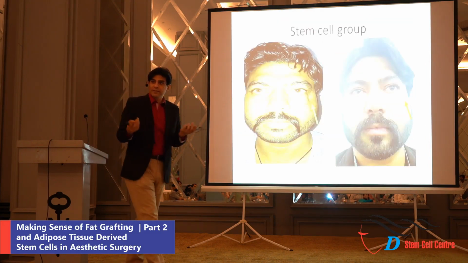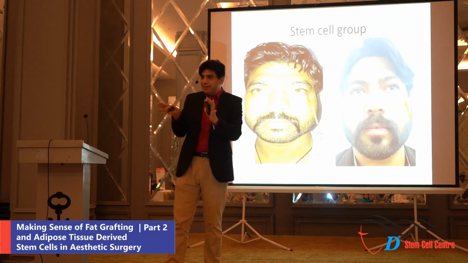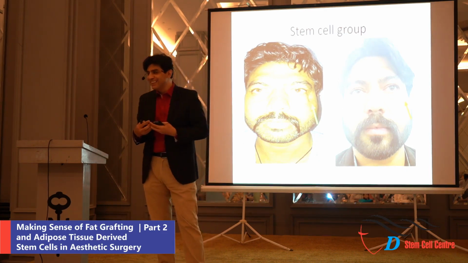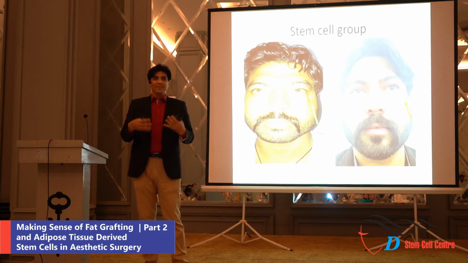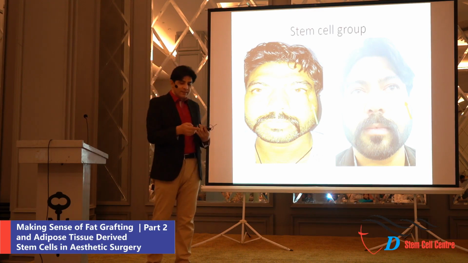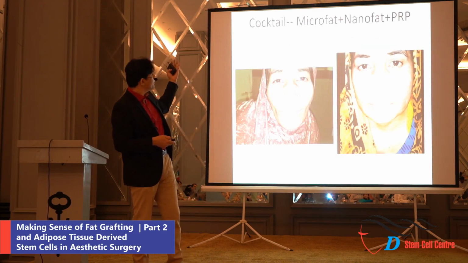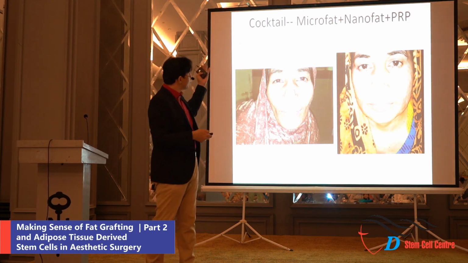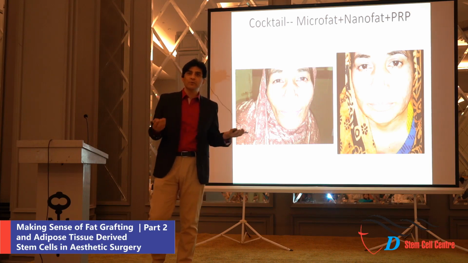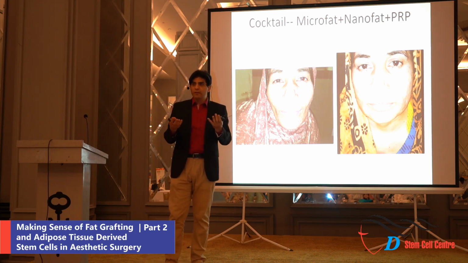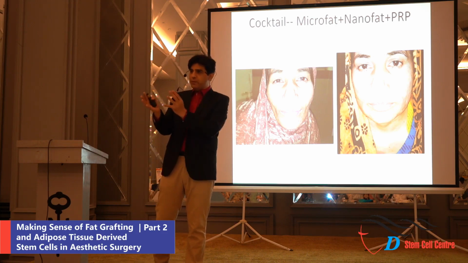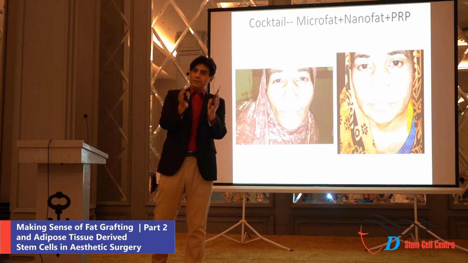Now the problem was that this study was completed, and now what to do? Patients would come and ask, Doctor, you are doing a study on stem cells, what are you doing? So as a clinician, we have to think what else we can serve. So now we are using a cocktail that comprises microfat, nanofat, and PRP. Why are we using microfat as a filler? Why are we using nanofat? Probably there are studies which have proven that nanofat does contain more stem cells than the microfat. So we are trying to add stem cells to our microfat graft.